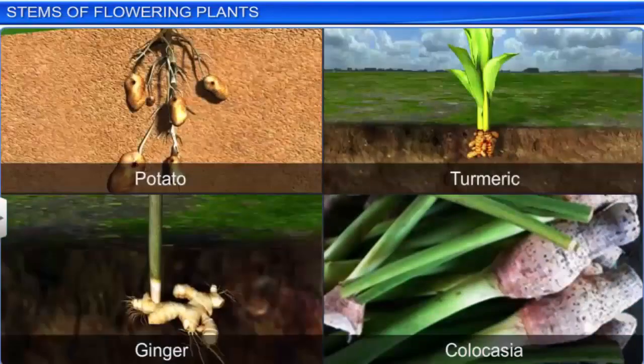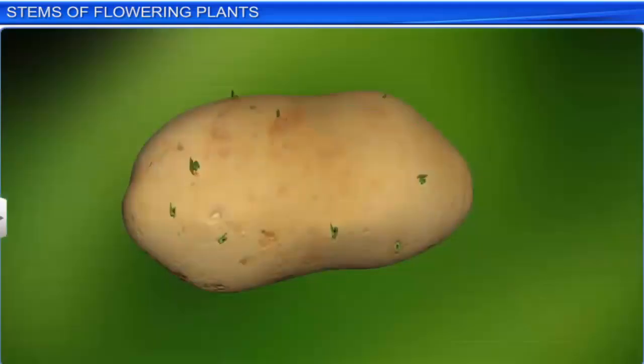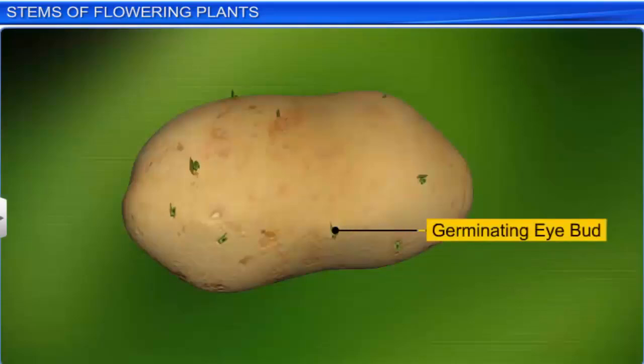A modified stem quite often looks different in structure from a normal stem. Underground stems of some plants like potato, turmeric, ginger, and colocasia are modified for storing food. Moreover, stems modified to store food help the plant to tide over unfavorable conditions of growth.